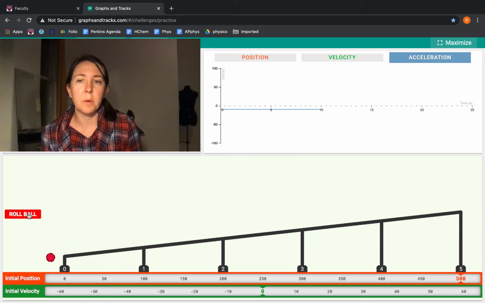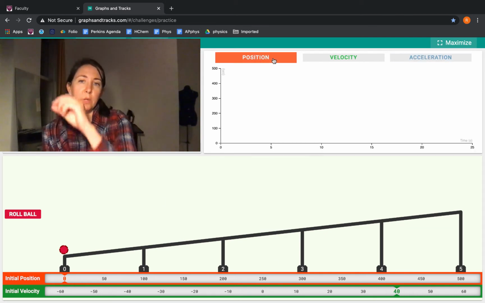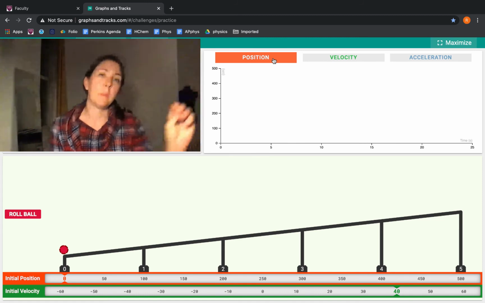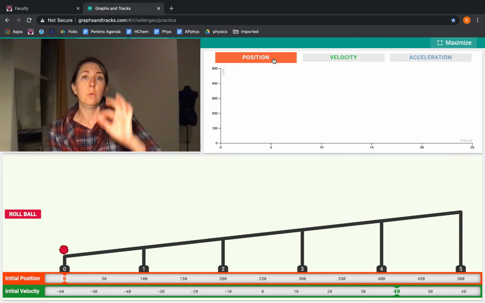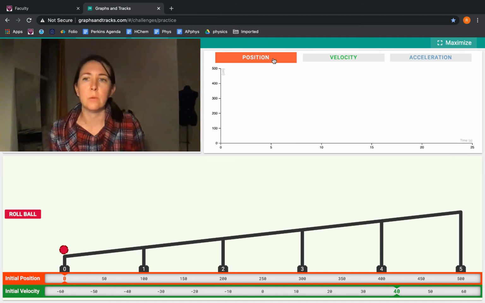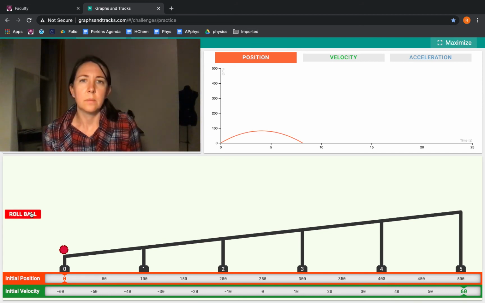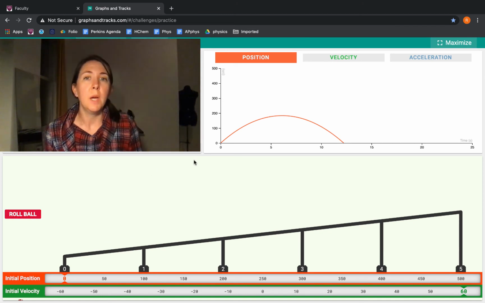Now, I could start my ball down here at the bottom of the ramp at 0 initial position, and I give it a bit of a shove. So when I give this ball a shove, it's going to go up the ramp and back down the ramp. This is very similar to a ball that's being thrown up in the air, which travels up and comes back down. Okay, up the ramp, down the ramp.